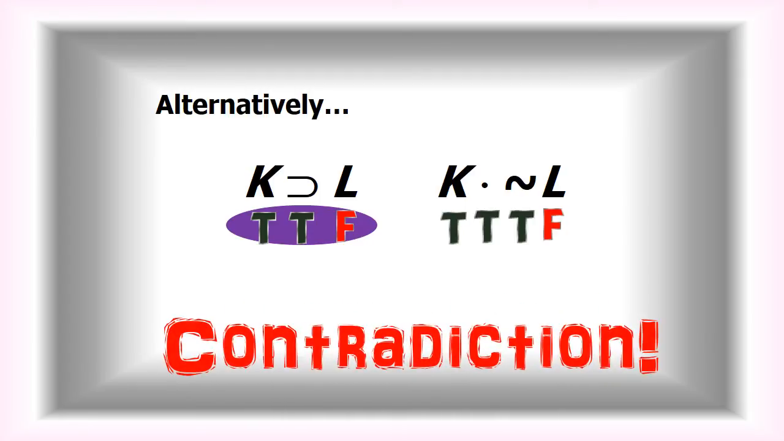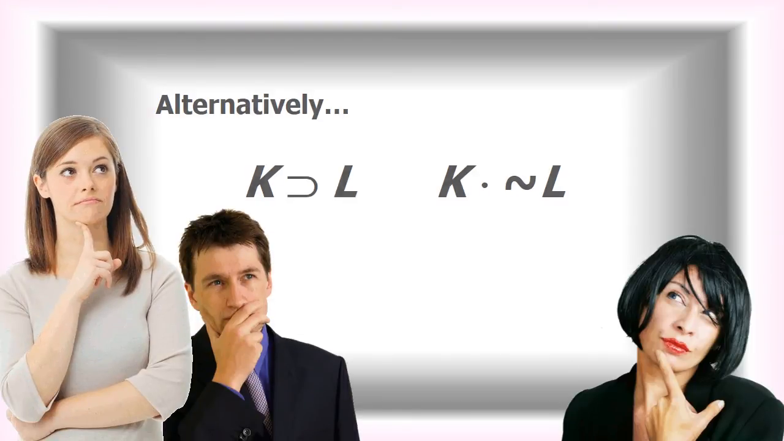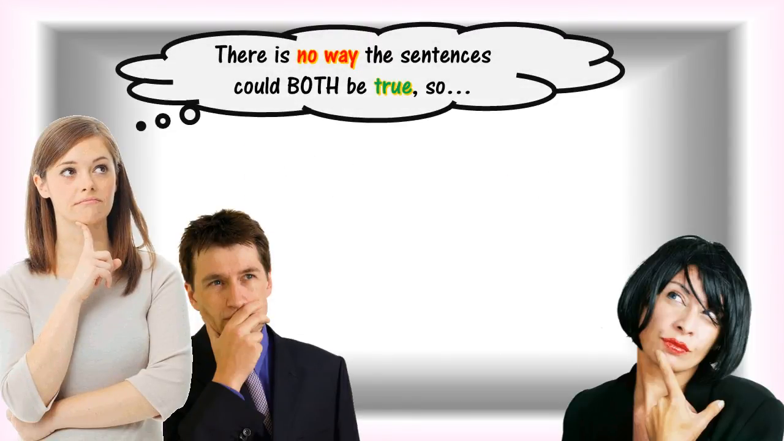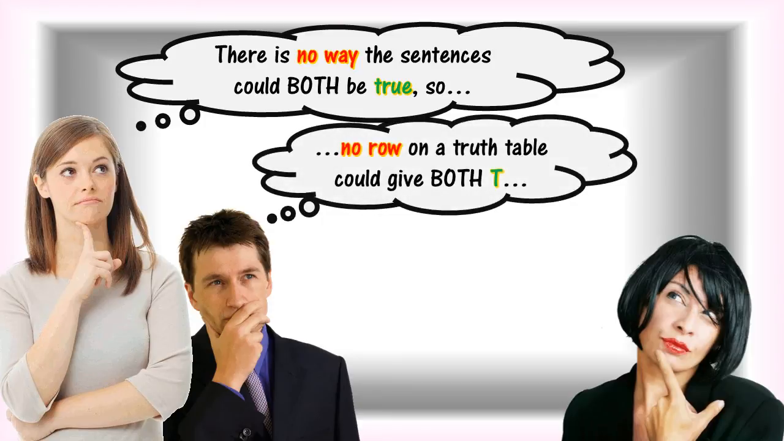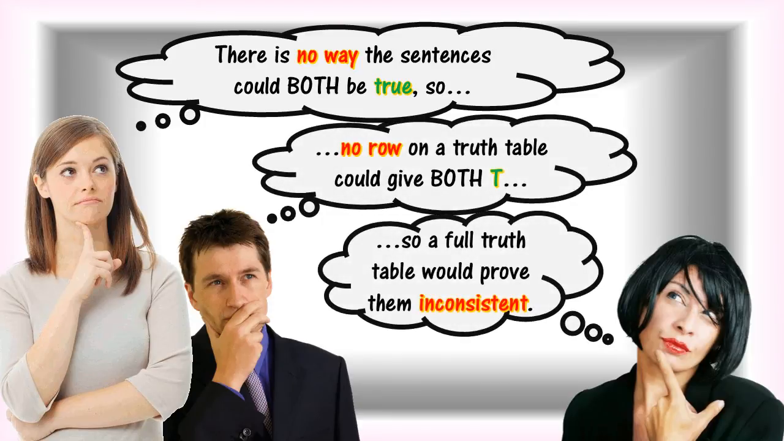The rule for the horseshoe states that when a K is true and L is false, this horseshoe claim should have turned out false. So I violated one of the rules for our logical operators, and hence this shows that the two sentences are genuinely inconsistent. So, thinking about it once again, there's no way both the sentences could be true. So no row on the truth table would have given both a T at the same time.